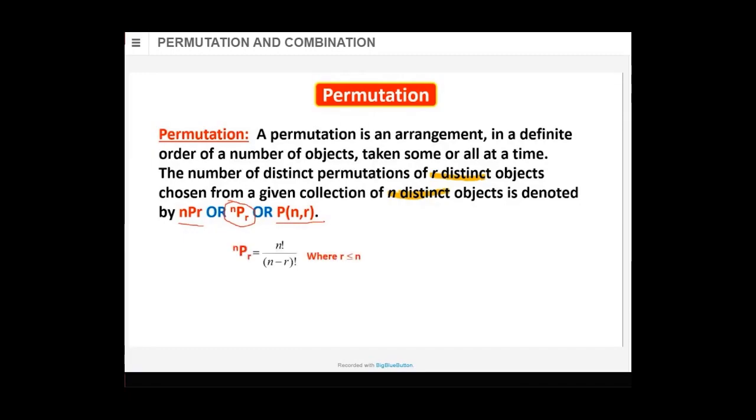Then there's a formula. nPr is equal to n factorial upon (n minus r) factorial. You're taking r things and always r has to be less than or equal to n.